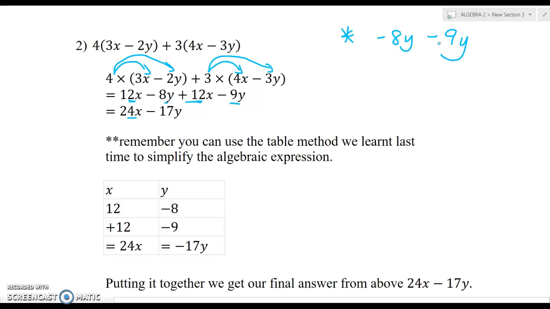Think back to your directed numbers. I'm going to break it down to the simplest terms. You owe someone $8, and then you owe them an additional $9. So in total, you really owe them minus $17. So minus 8y minus 9y is minus 17y. And that's how we get the answer. What I did here is I did it in table form. If you needed to do it in that form, you could do it any method that you want.